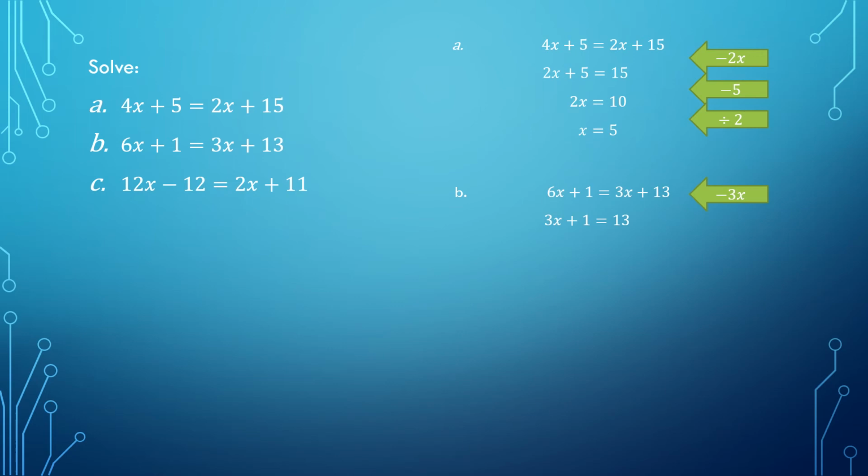So I had 6 x's on the left. I take 3 of them away. I'm left with 3 x's. On the right hand side, I had 3 x's, and I take them all away. I don't have any x's left on that side. Now I want to sort out my number bit, so I've got plus 1 on the left, I've got 13 on the right, so I'm going to subtract 1 from both sides. That's going to leave me with 3x equals 12. I don't want 3 lots of x, I just want x, so I'm going to divide both sides by 3. That's going to leave me with x equals 4.